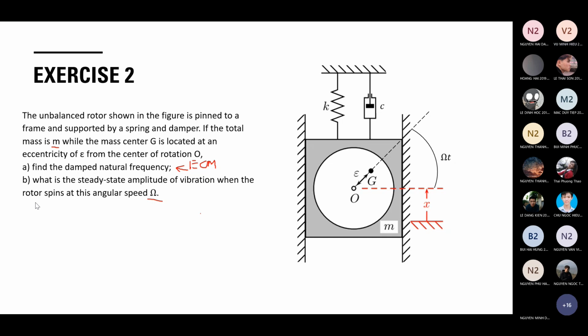Okay, just consider the mass of the eccentric. Here it is m0. Okay.